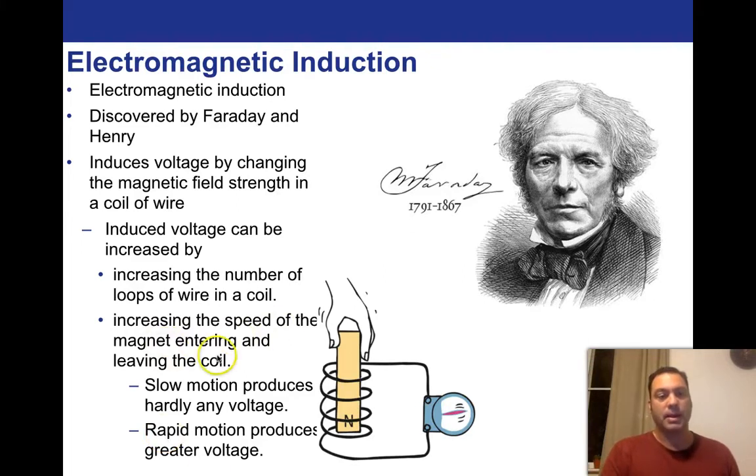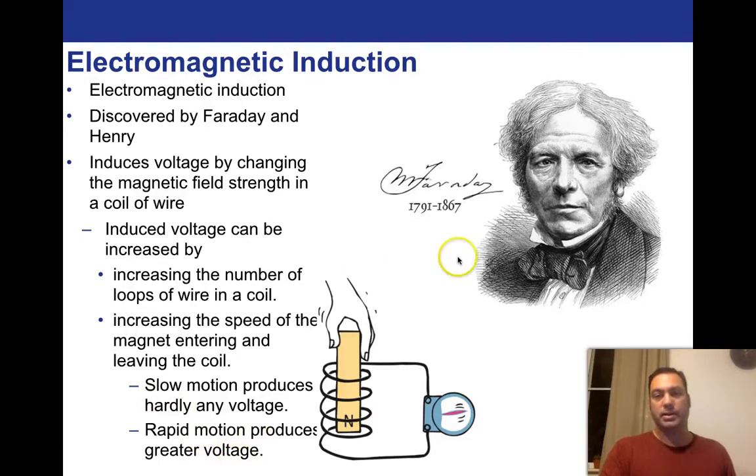Increasing the speed of the magnet entering and leaving the coil also matters. We also talked about the fact that when things move, the manner in which they move has an important role to play in electromagnetics. As I said before, make sure that you have seen those previous videos. You'll understand what I mean by this. Slow motion produces hardly any voltage. You barely put it in. But rapid motion produces much greater voltage.